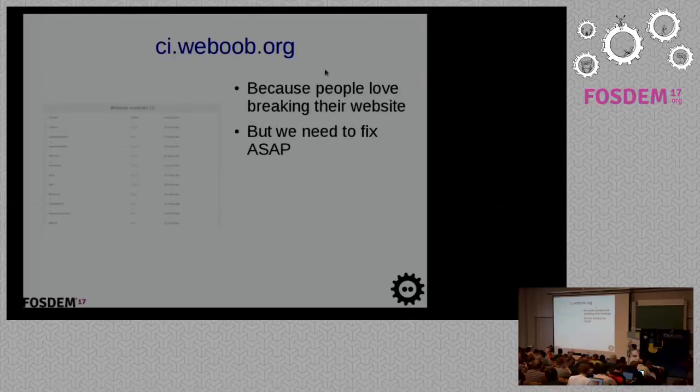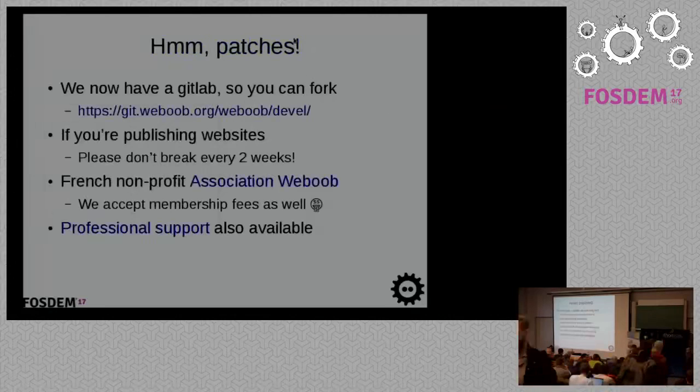We also now have a continuous integration system because people love breaking their own websites. Who knows why? But because we rely on them for important data like bank account info, especially for real companies, we actually have to fix it real soon. So now we know this module broke this test, and we can fix it.